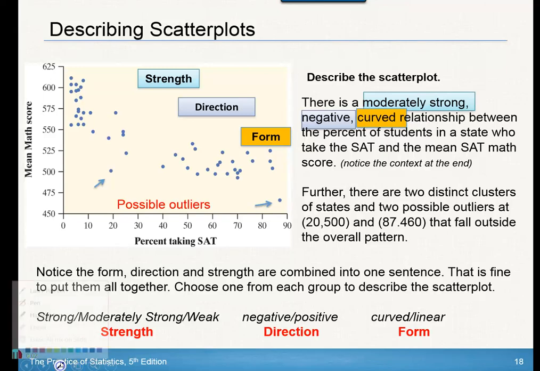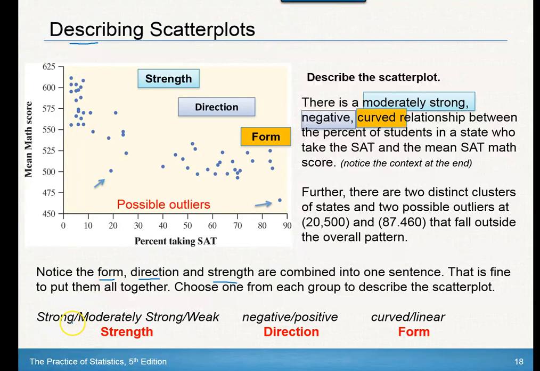Okay, so let's just finish up the slide that we were talking about on the previous video. Here, just remember when it says to describe the scatter plot, you are going to do two things. You are going to do the form, direction, and the strength, and I would suggest putting them into one sentence just to make your sentence a little bit shorter.